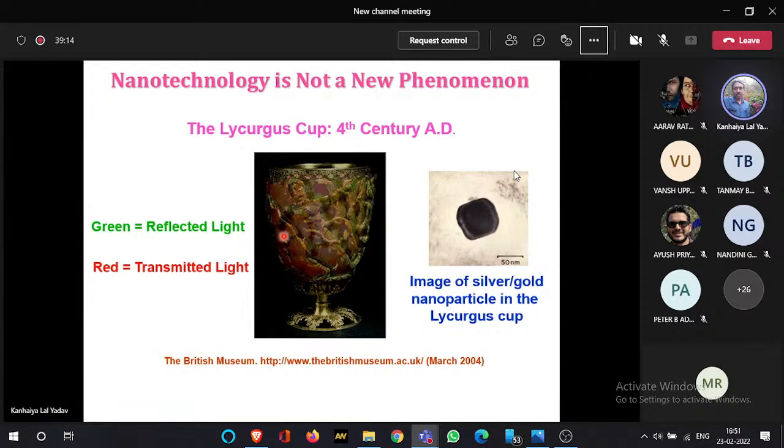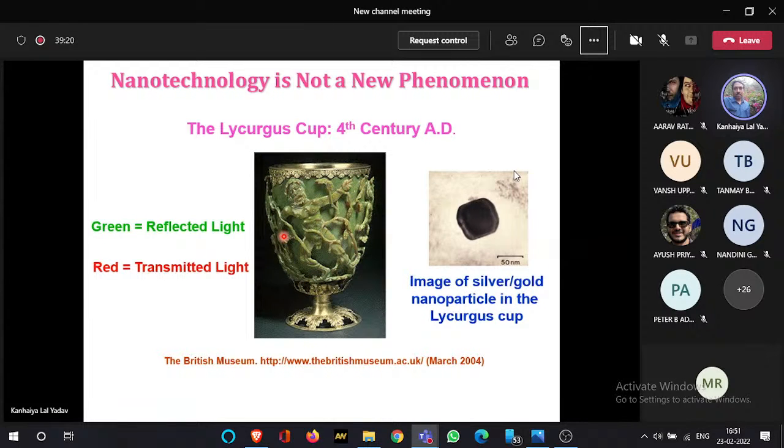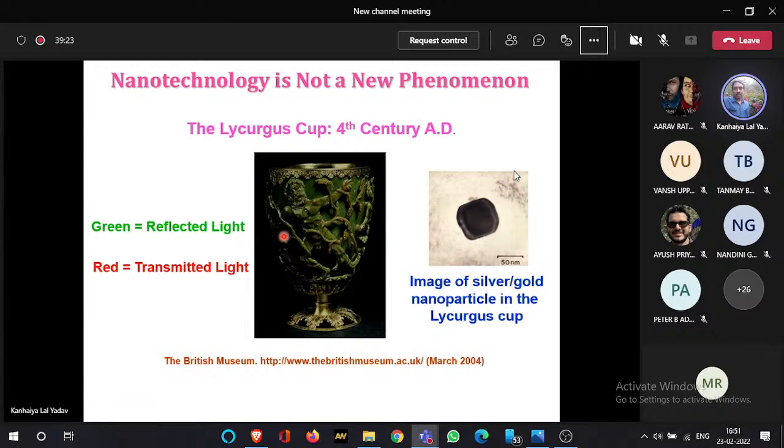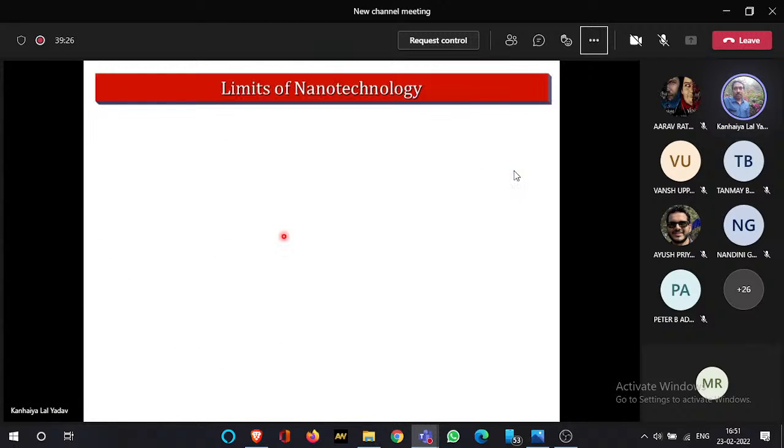And you might have seen in some very old buildings, like the window panes and other things. Those are not paintings, but embedded nanoparticles.